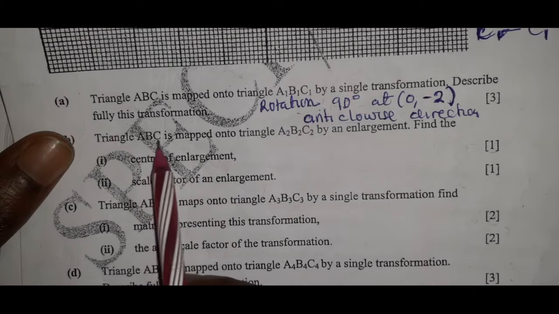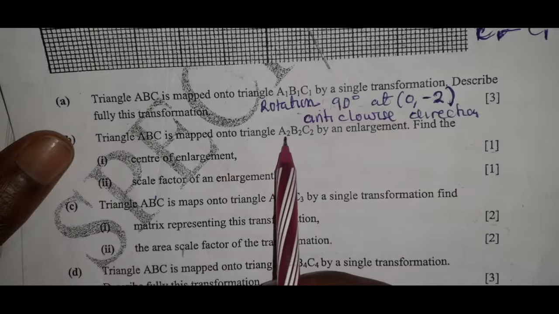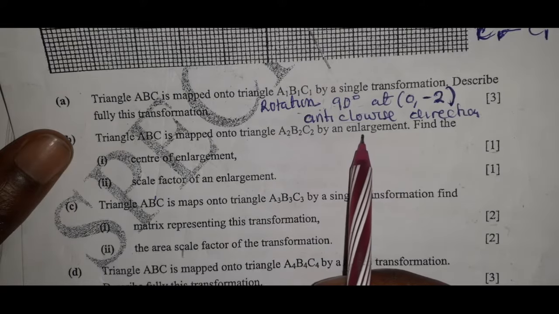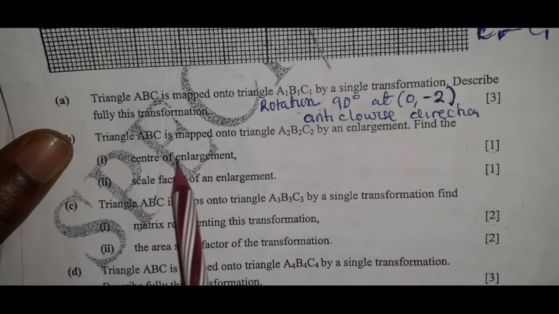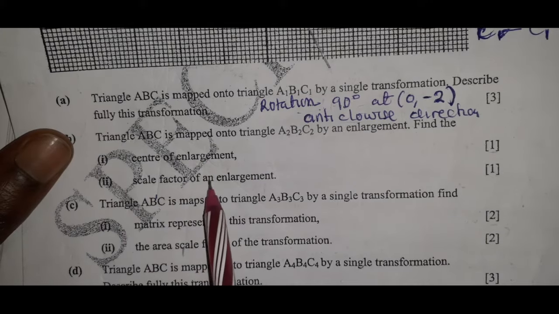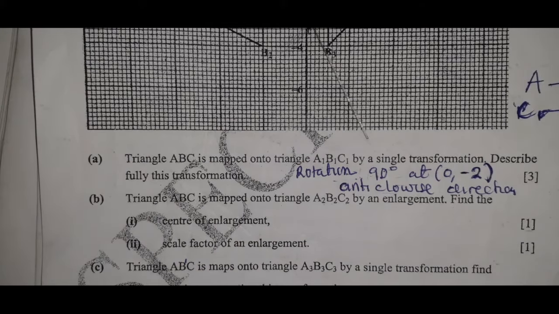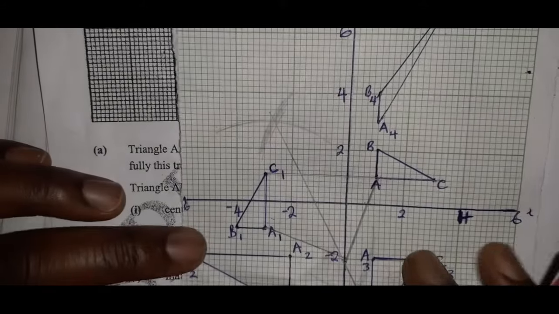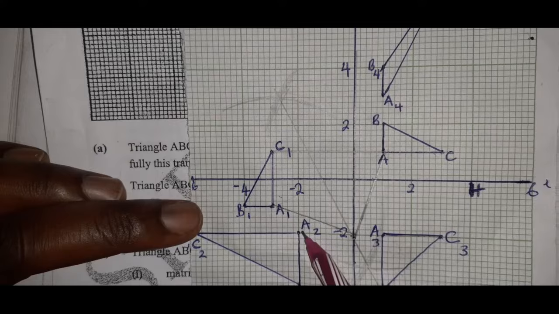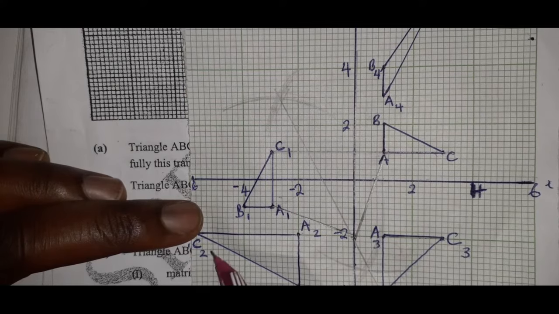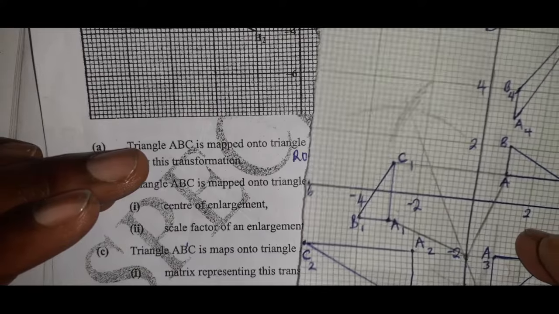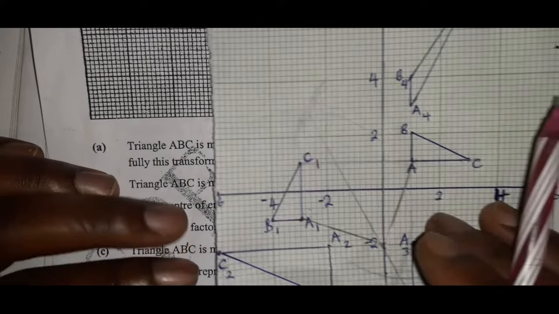Triangle ABC is mapped onto triangle A2, B2, C2 by an enlargement. Find the center of the enlargement and the scale of enlargement. Okay, so we are still using this same one. ABC is mapped onto A2, B2, C2. We want to find the center of enlargement and the scale of enlargement.